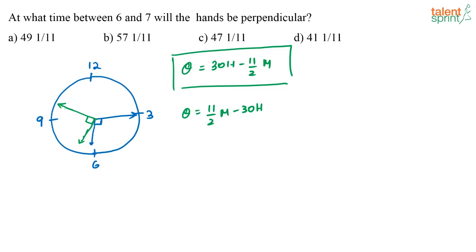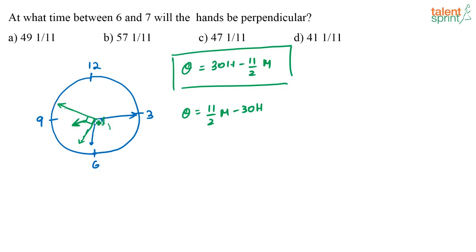But here, if you look at the options, as I said, one time that we are looking at when the hands will be perpendicular to each other is around 6:15. Let's say it might be 6:17, 6:18, whatever. The other time is after 6:30, basically around 6:45. Now, if you look at the options very clearly, you can see that this is the angle that they are looking for, because all the options are like that, right? 49 1 by 11, 57 1 by 11, 47 1 by 11, 41 1 by 11. Basically, all the timings or the minutes that are given here are after 6:30. So you have to find out only this angle.